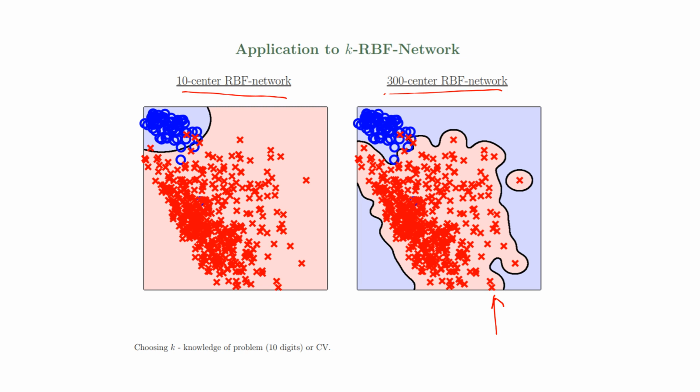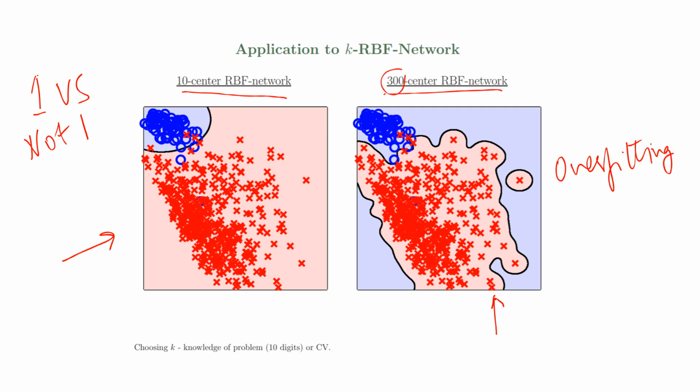In this 10 center network, we obtain a really nice classifier. This is on the digits data again, and this is obtained after fitting weights using the linear regression algorithm for classification. Essentially the problem here that we are solving is digit 1 versus not 1. This is the classification task here. And as I said earlier, on the right we see a lot of overfitting.